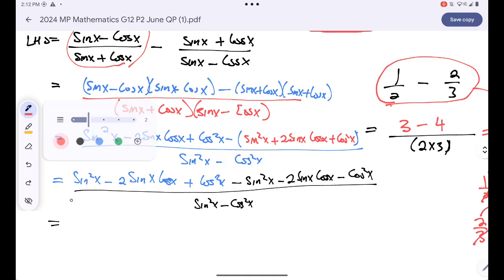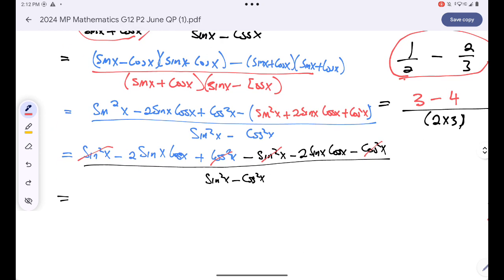I can see that this will subtract with that one and this will subtract with that one. So I'll end up having negative 2 sine x cos x minus 2 sine x cos x. This will simply give me negative 4 sine x cos x all over the denominator. Remember that guys, the answer says it's 2 tan 2x all over cos 2x.